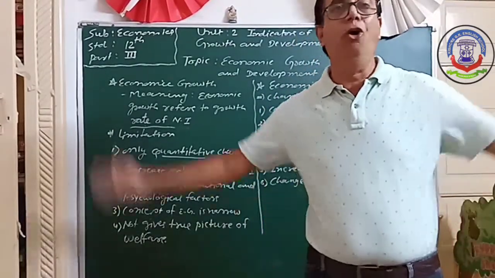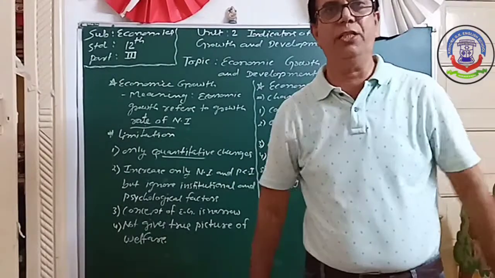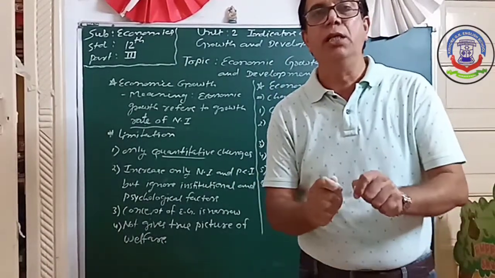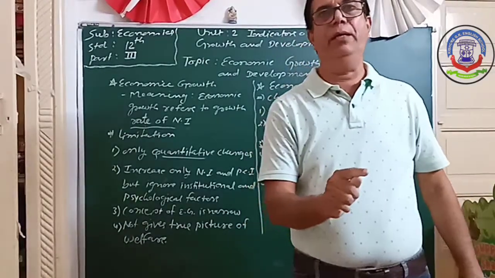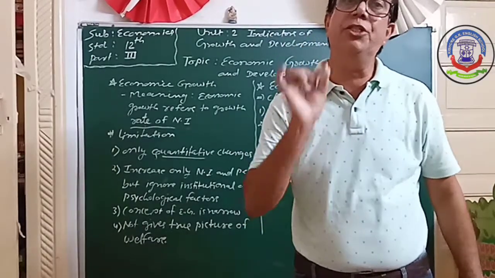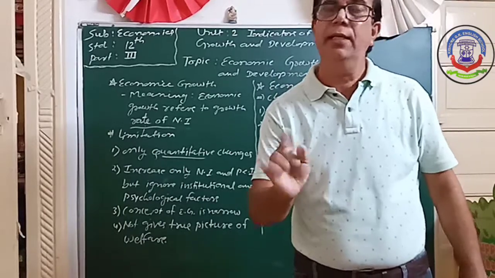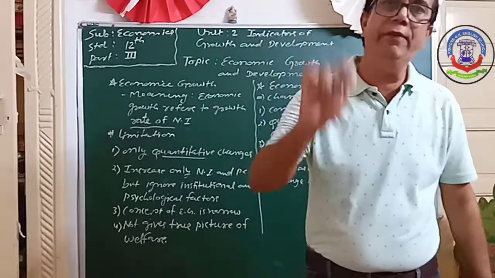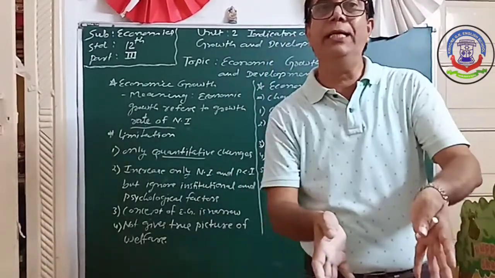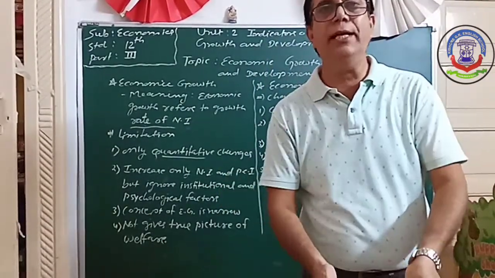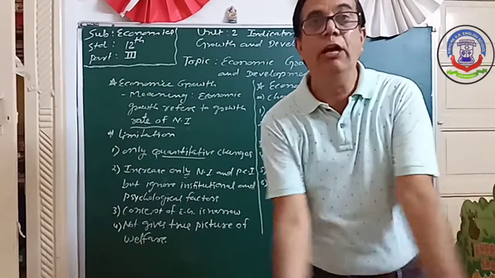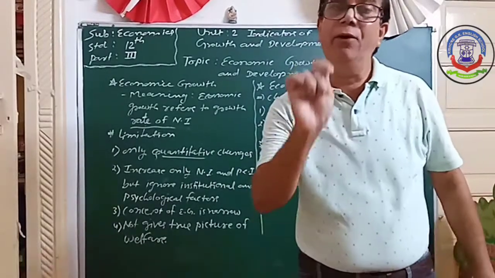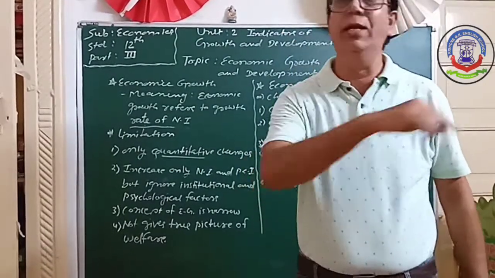Here we include all the aspects, all the factors which are affecting the economy. So economic development is a multi-dimensional process. Here, national income increases, per capita income increases, standard of living increases, psychological development is there, institutional development is there. So all the factors are included in economic development.